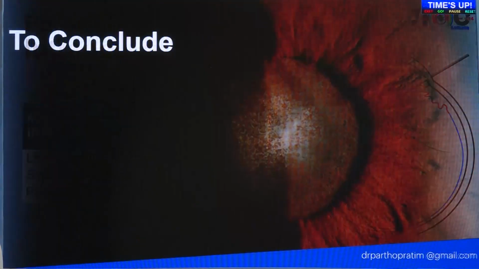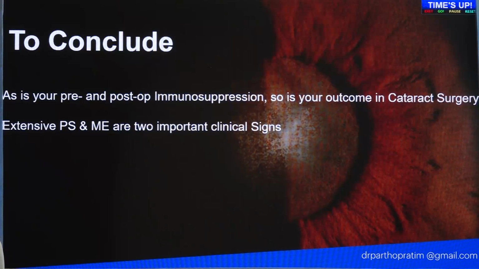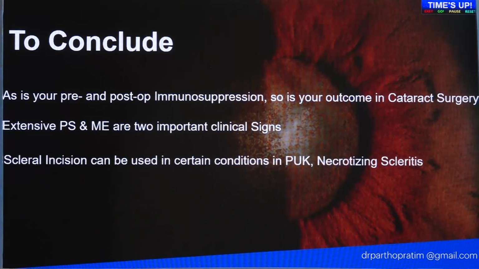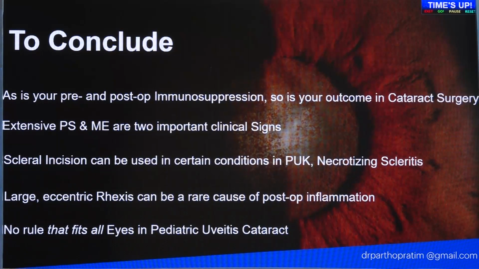That's it. I'll conclude my presentation here: as is your pre- and post-op immunosuppression, so is your outcome of cataract surgery. Extensive posterior synechiae and macular edema are two important clinical signs you need to evaluate before you take the patient for surgery. Scleral incision can be used in certain conditions, in peripheral ulcerative keratitis and necrotizing scleritis, provided your immunosuppression is proper and appropriate. A large and eccentric rhexis can be a rare cause of posterior inflammation, so don't try to avoid a very large rhexis. And there is no rule that fits all eyes in pediatric cataracts, so you have to decide judiciously on putting the IOL in these patients.